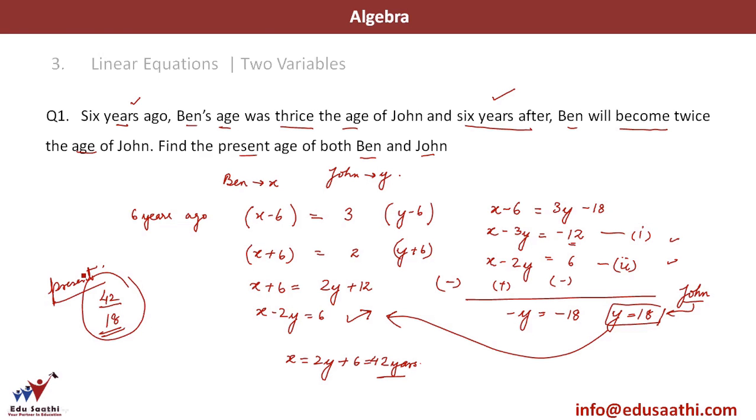If you want to check your answer, you can always check your answer. Ben 6 years ago would have been what? 36 years? And John would have been 12 years. 12 into 3 is 36. Perfect. After 6 years, Ben will be 48 and John will be 24. This is 24 into 2, 48. Perfect. So your answers are correct.